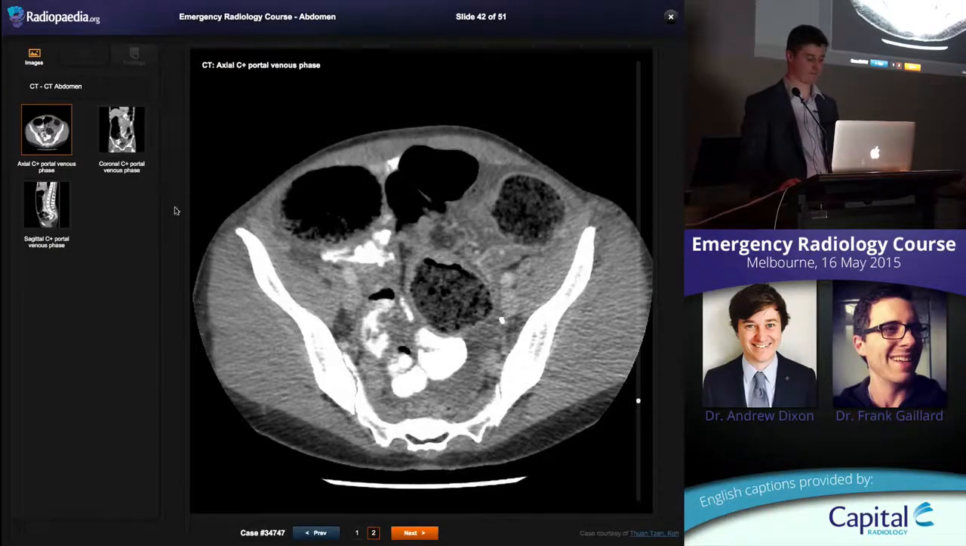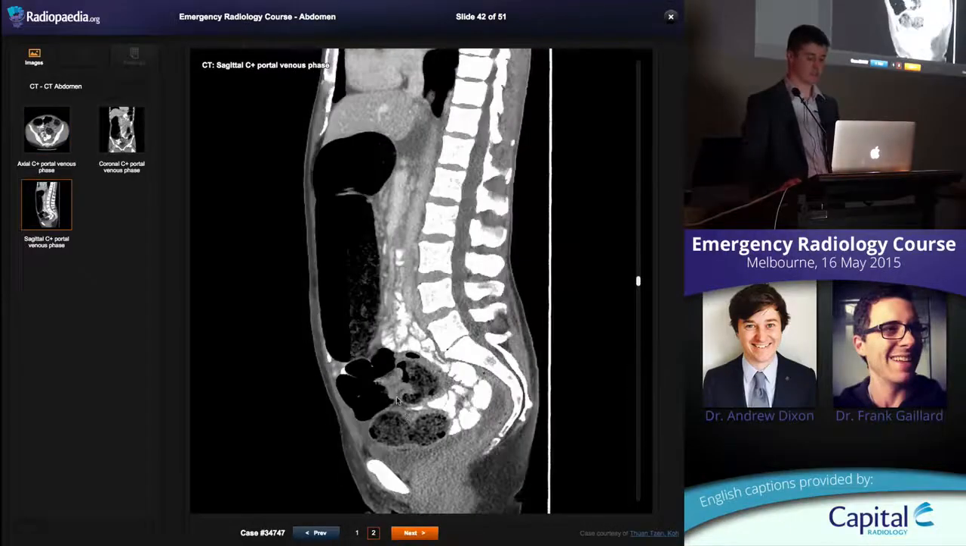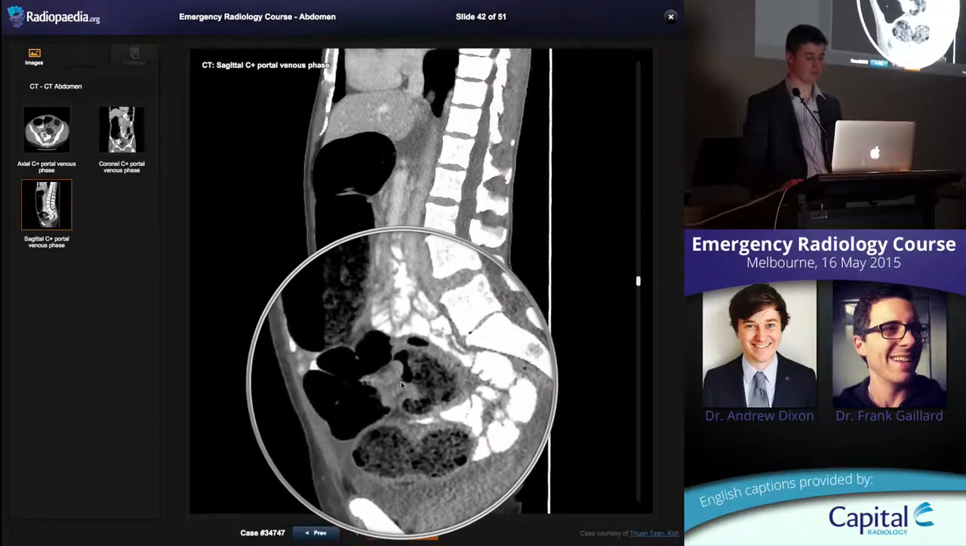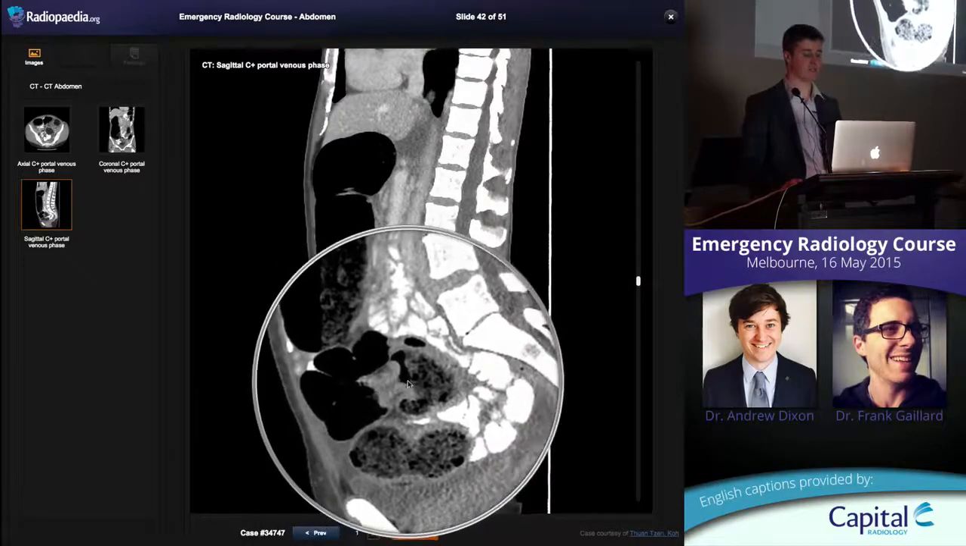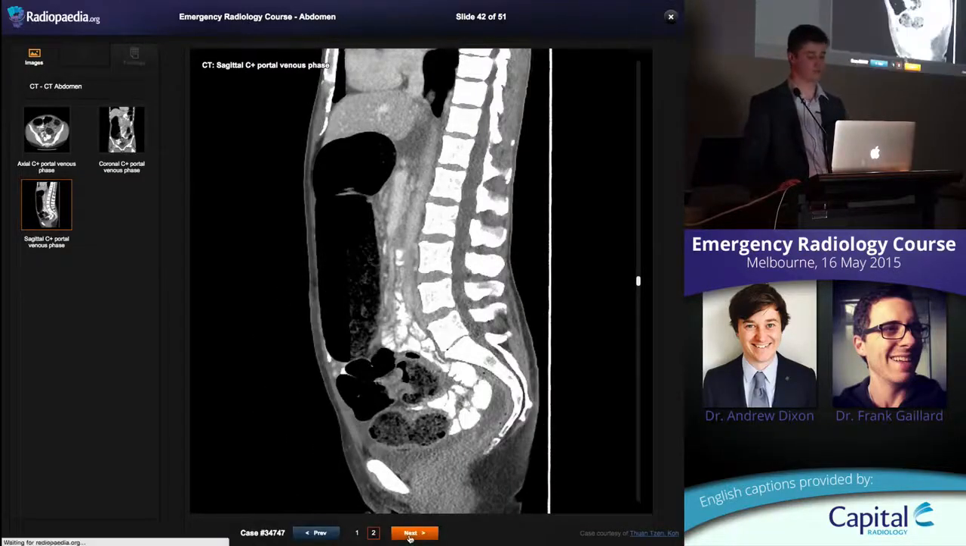Okay. So you can see that in other planes as well. It's just a nice look at that. Short segment thickening, obstruction proximal to it. You can see exactly why you're going to get that apple core appearance on your old style barium enema.